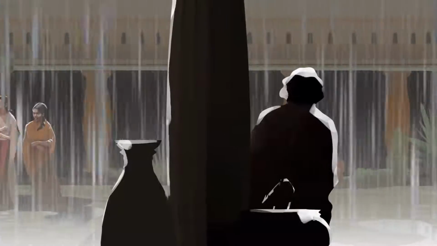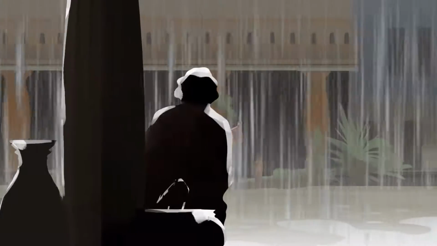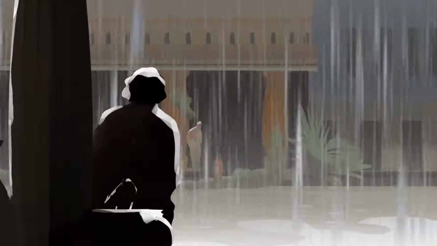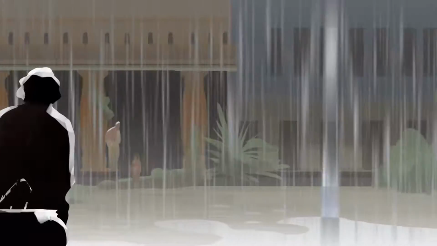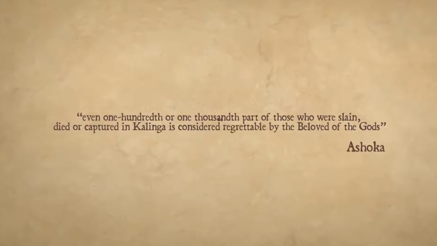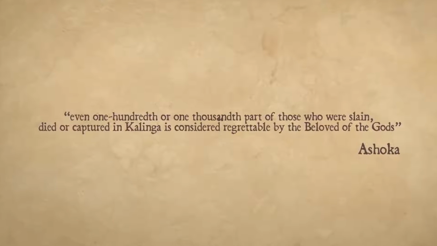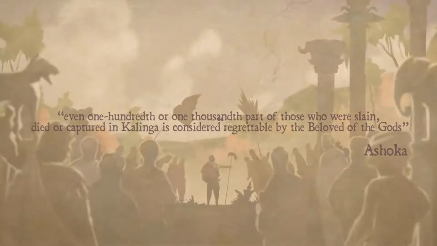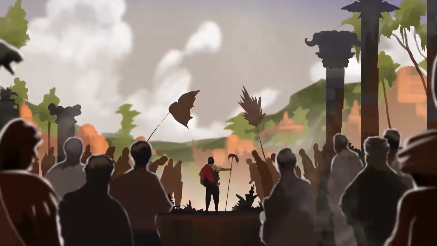The educated and sensitive Ashoka appears to have been made truly aware of the real cost of war, even admitting publicly what no victorious ruler ever had before, that he felt remorse on having conquered Kalinga, declaring that even a 100th or 1000th part of those who were slain, died, or captured in Kalinga is considered regrettable by the beloved of the gods.